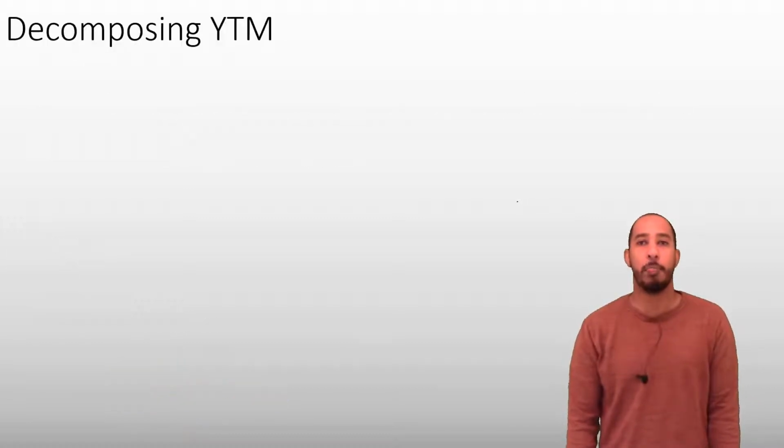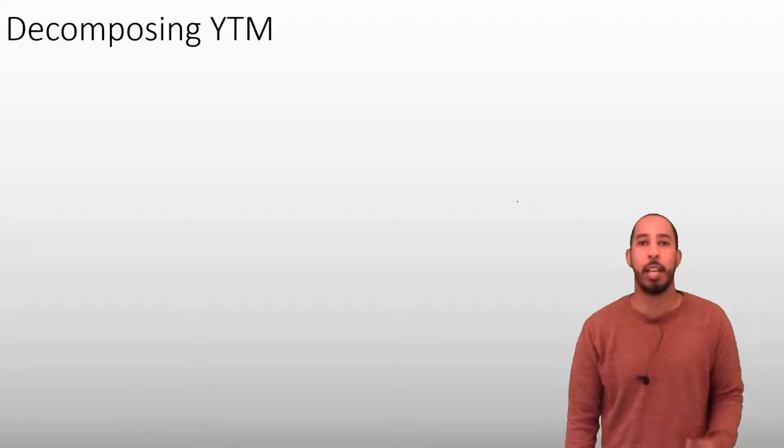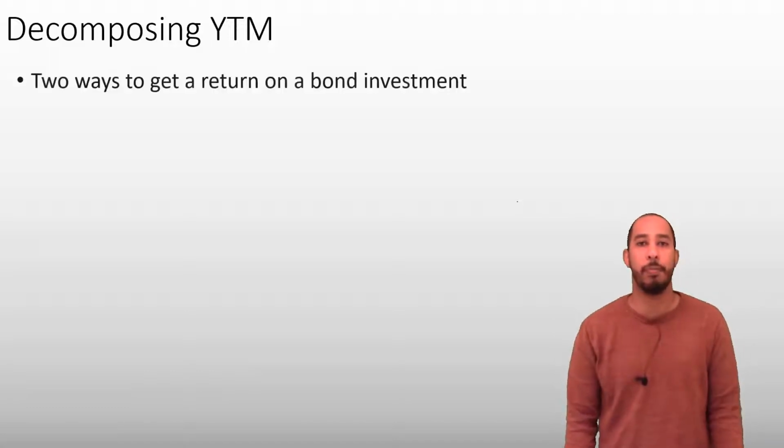What I want to do now is break down the yield to maturity a little bit. Since yield to maturity is a rate of return, I might want to know what aspects of the bond's performance is driving the return I receive. Imagine buying a security like a bond. How can you make money or get a return off the investment?